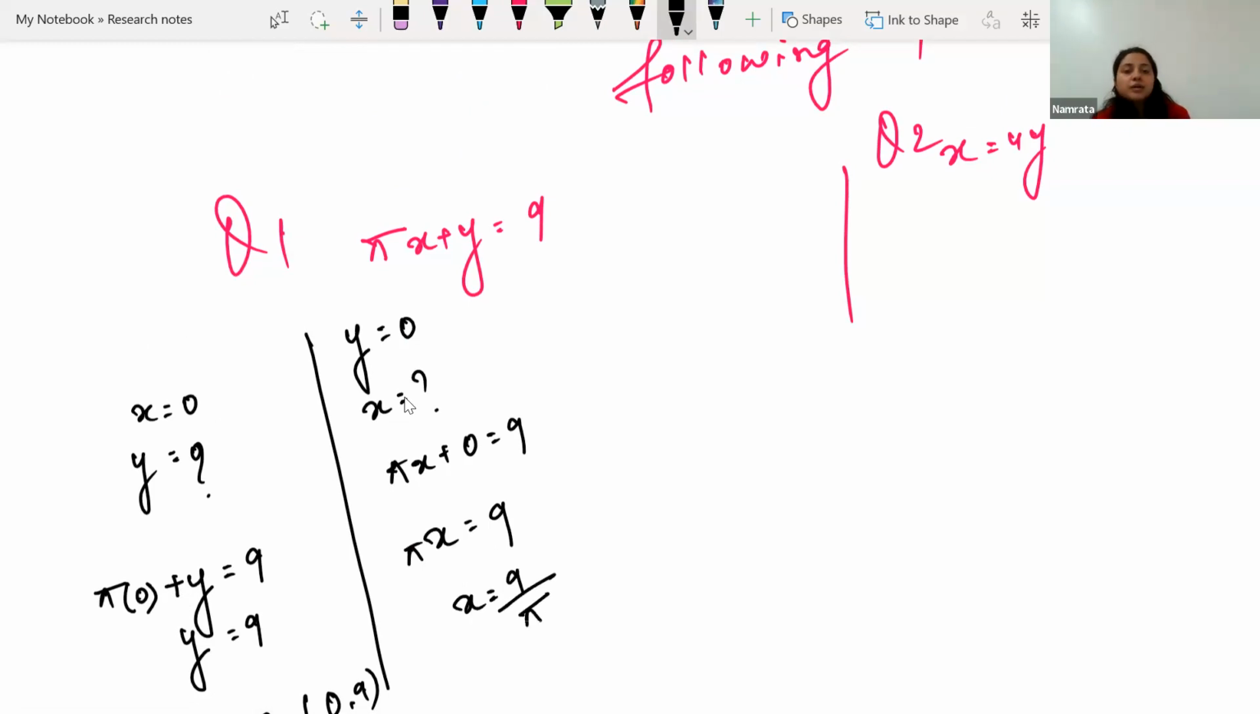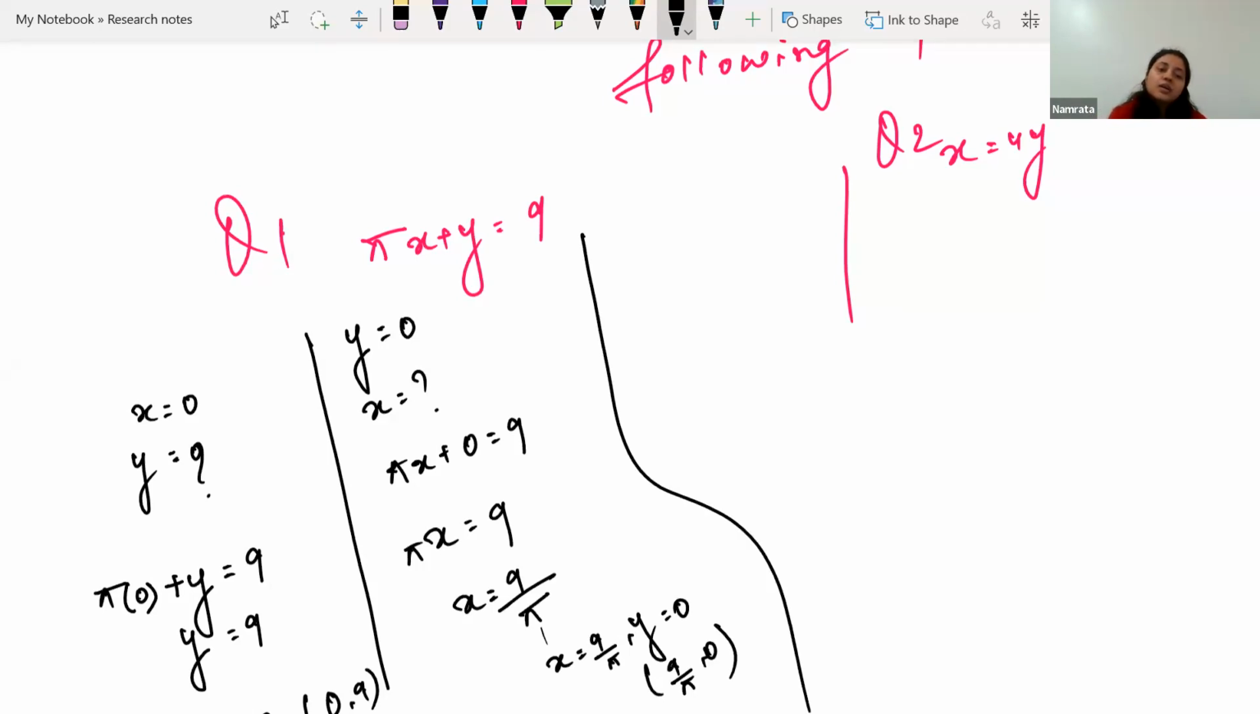Pi is just a number. So don't get confused about what to write in place of pi, or how to solve for pi over here. Pi is not a variable. It's just a number. You must have seen pi as 22 by 7. Pi is an irrational number, 3.14, a non-terminating, non-recurring decimal number. So pi is just a number, and the solution over here is x is 9 by pi and y is 0. The ordered pair will be (9 by pi, 0).